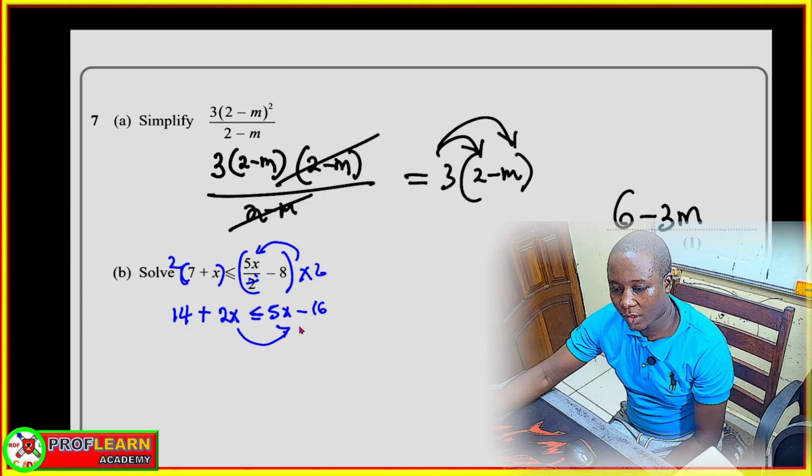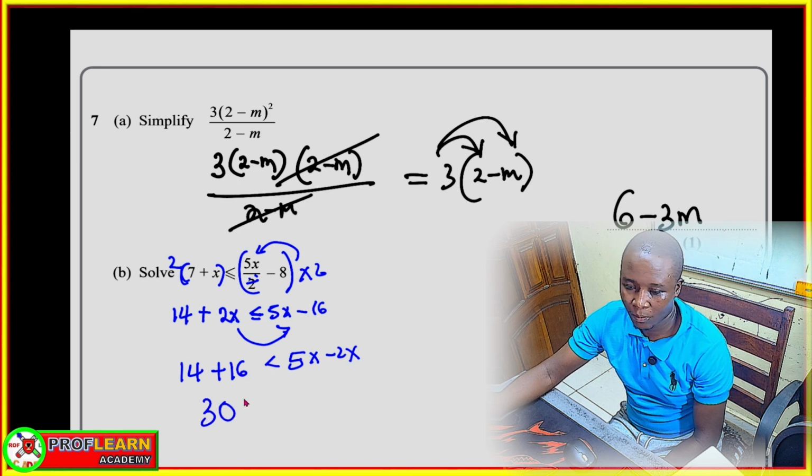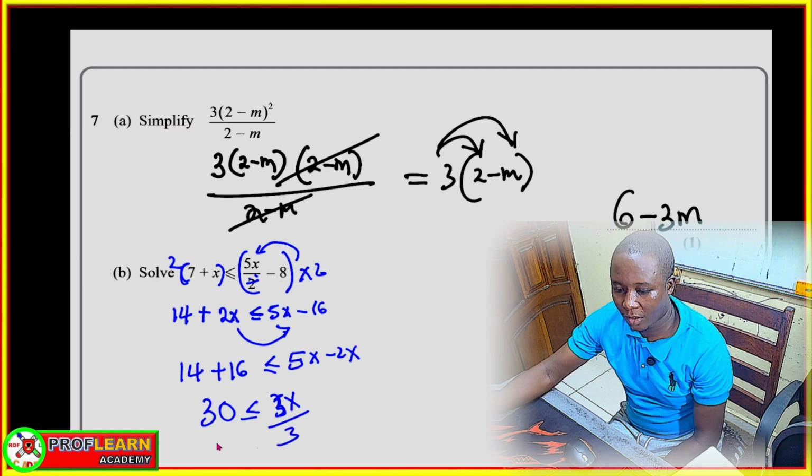So I'll move this on this side and I'll move 16 on the other side, and this is going to be 14 plus 16 is less than or equals to 5x minus 2x. So if you put this together, you are going to get 30, isn't it? This will be 30 less than or equals to 3x, because 5 minus that we shall have 3x, then divide by 3, divide by 3.